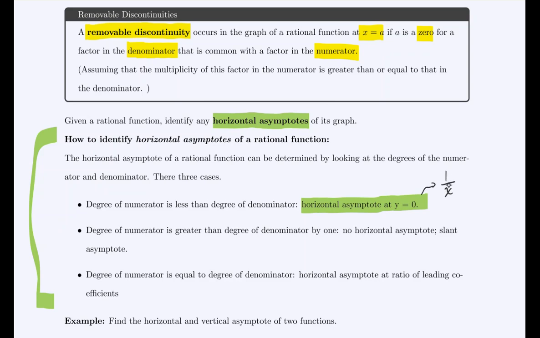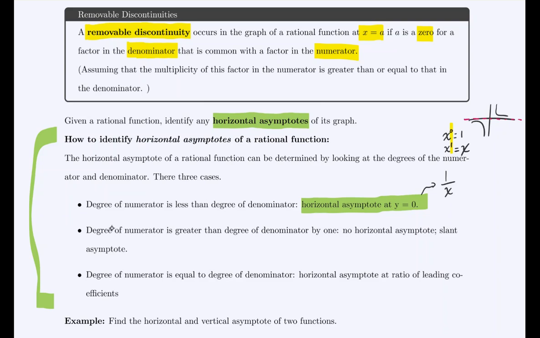The rational function 1 over x, the numerator's highest power is actually x to the 0, because x to the 0 is 1, whereas the denominator's highest power is x to the 1, because that's just x. Notice this exponent is larger than this exponent, so we're in this case. And if we look at the graph of 1 over x, we see indeed there is a horizontal asymptote at y equals 0 along the x-axis. So 1 over x is our classic example of when a rational function has a horizontal asymptote at y equals 0.